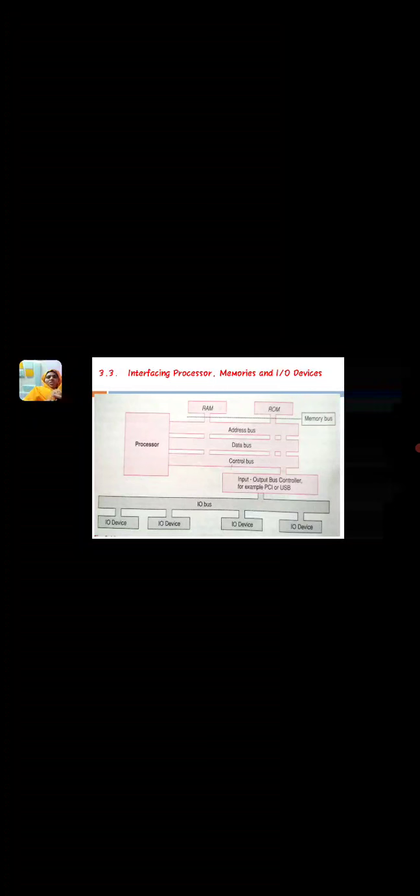So to synchronize between the processor and external devices like IO devices and memory, we need an interfacing circuit between these two, right? To synchronize the CPU with external peripherals and memories, we need an interfacing circuit. Mainly there are two types of interfacing circuits. The first one is port mapped IO devices and the second one is memory mapped IO devices.